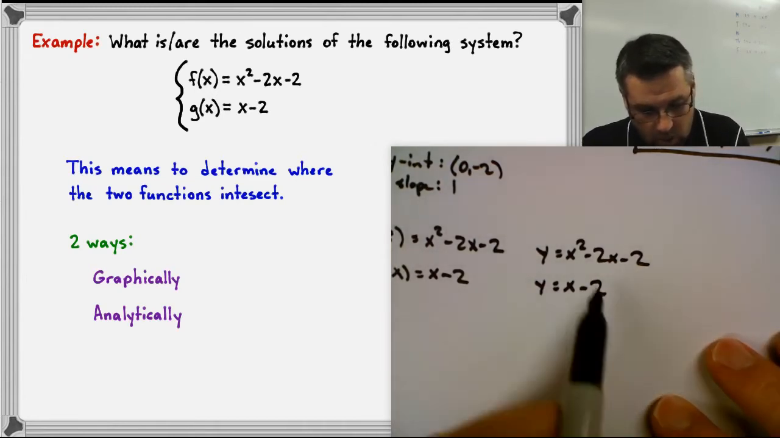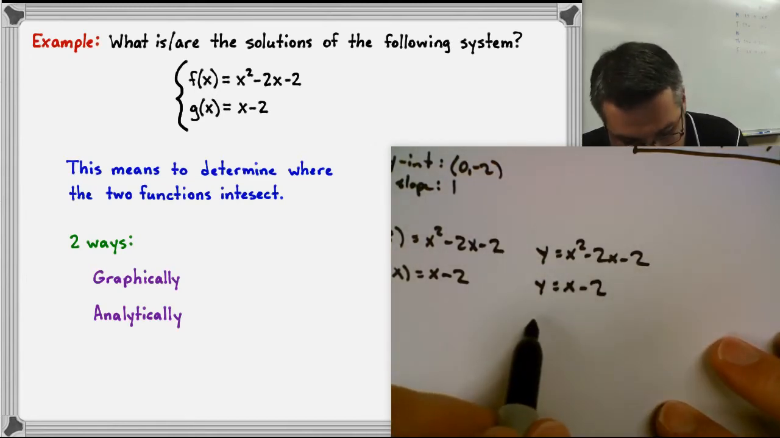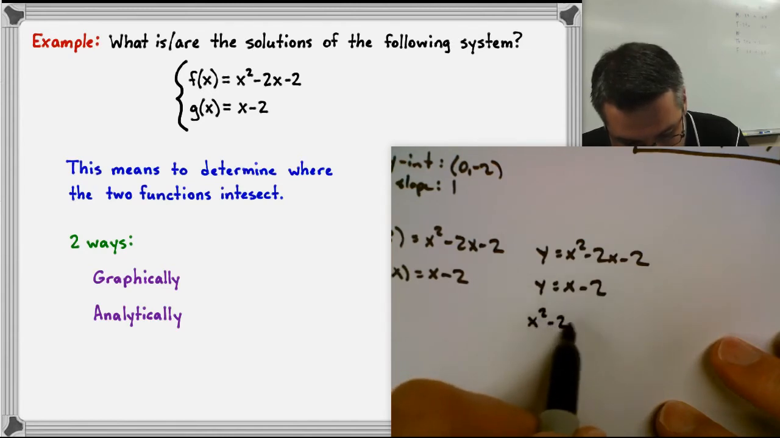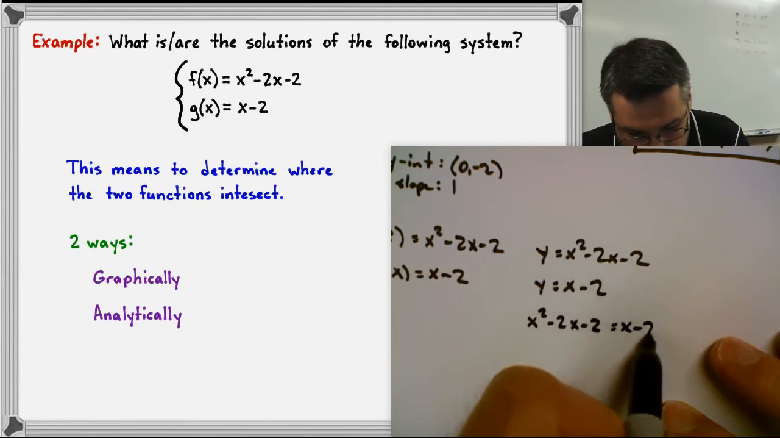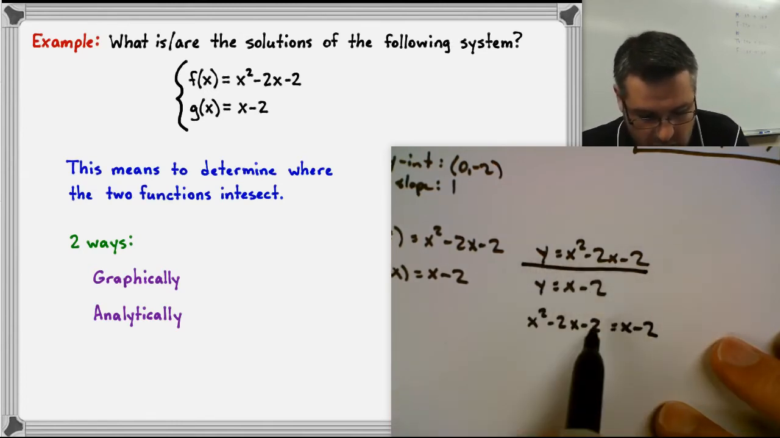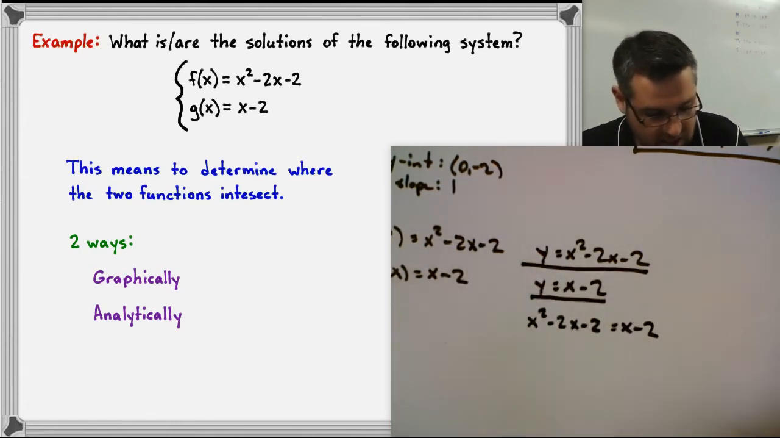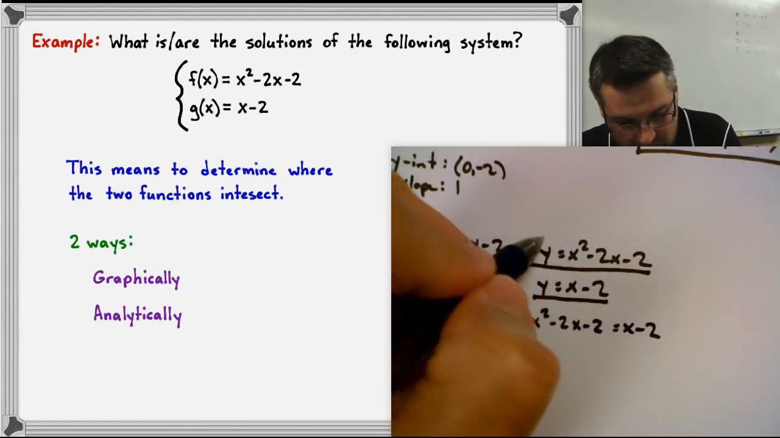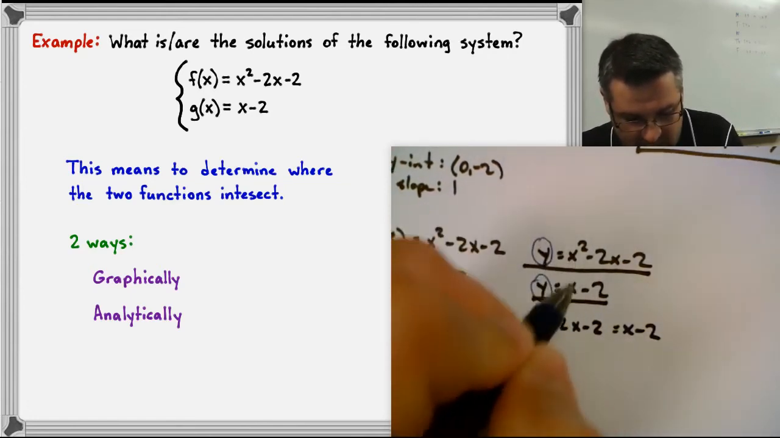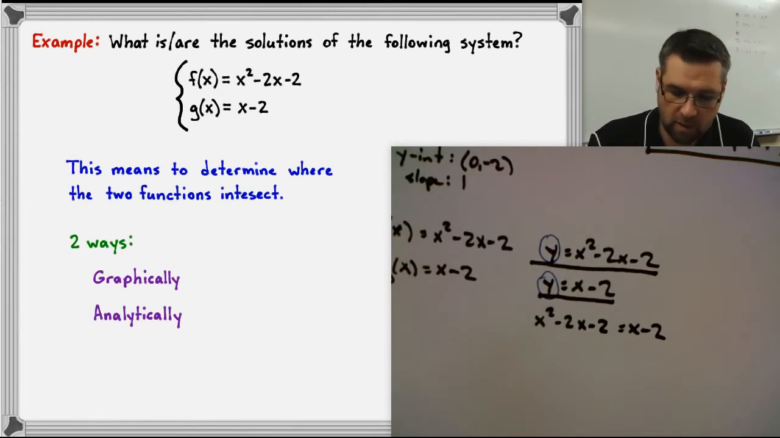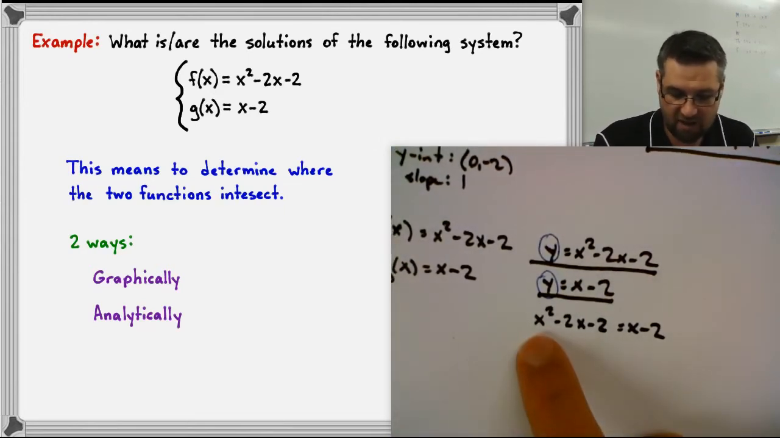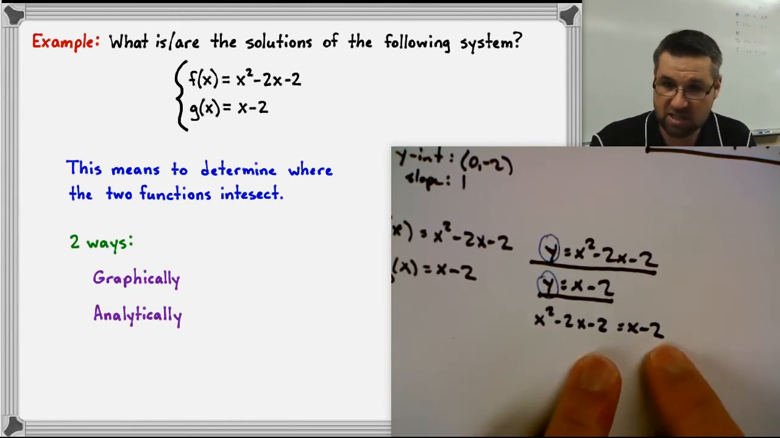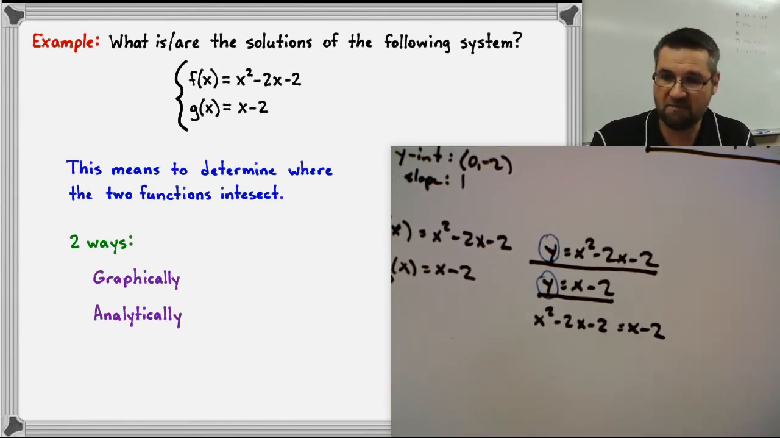So what do we do? We just set them equal. We say x squared minus 2x minus 2 equals x minus 2. We set this equation equal to that equation because they're both equal to y. So we set them equal to each other. Okay? And then from here, we solve this equation. Notice we have an a value, a b value, and some sort of c value. So our options are going to be factoring or the quadratic formula.